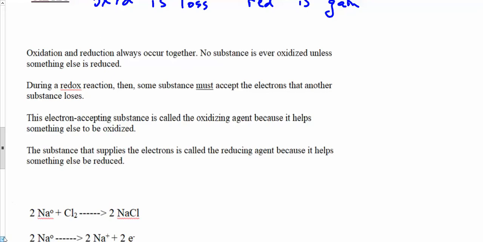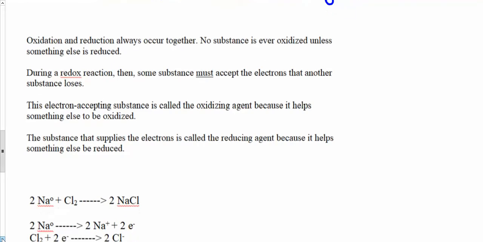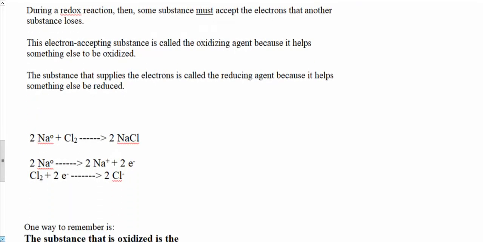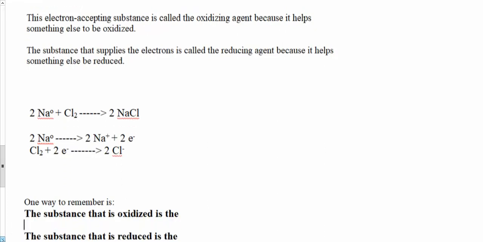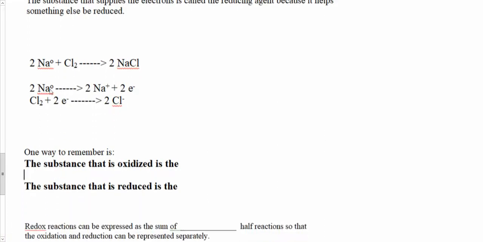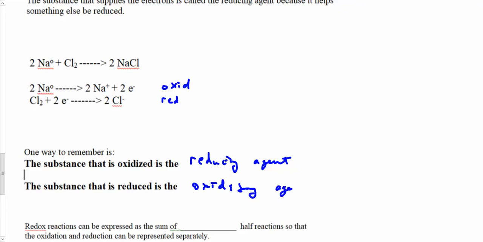Okay? So when I look at this example again, we said that this was oxidation and this was reduction. And one way to remember this is that the substance that is oxidized, Na, is the reducing agent, and the substance that is reduced, here it's Cl2, is the oxidizing agent. So they go in pairs.